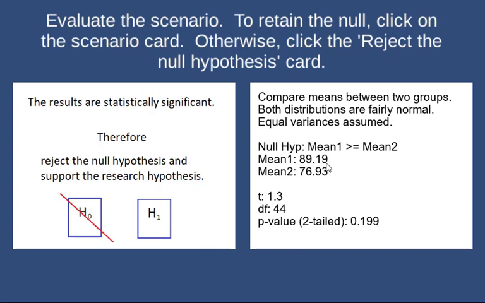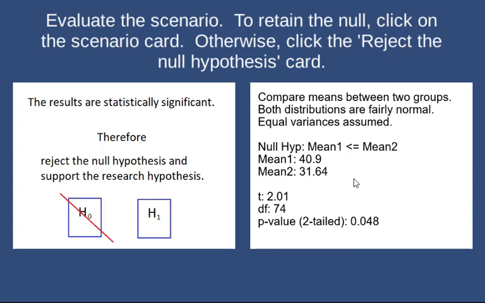Okay, here our null hypothesis says that the mean for group 1 is going to be larger than the mean for group 2, and the evidence is consistent with the null hypothesis, so we retain. In this next scenario, the mean for group 1 is supposed to be less than or equal to the mean for group 2. It's a one-tail test, and the evidence is inconsistent with that. Mean for group 1 was larger.